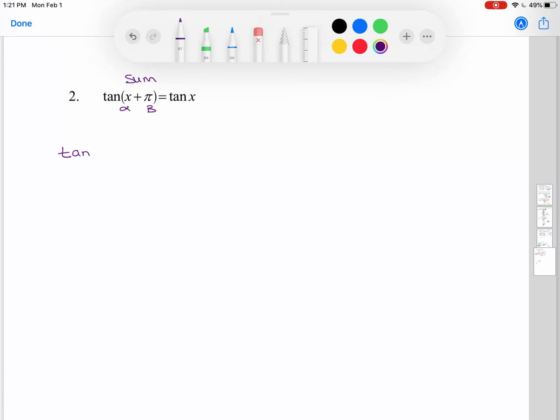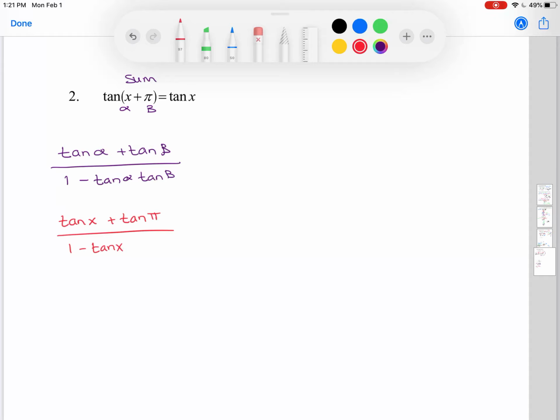And I'm doing tangent. So I'm doing tangent of x. I guess I'll fill this in first. Tangent of alpha plus tangent beta divided by 1 minus tangent alpha, tangent beta. And I need to prove that it does in fact equal just tangent x. So I'm going to swap out what I know. 1 minus tangent x times tangent pi. Tangent x I don't know anything about yet, so I'm going to leave that there.